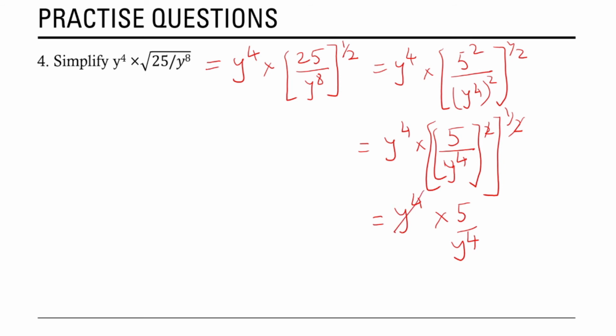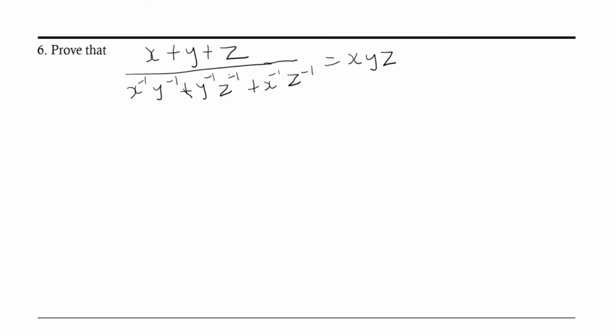So this y raised to 4 cancels out. So the answer is 5. So the given question, y raised to 4 into square root of 25 by y raised to 8 is 5. The next problem is prove that x plus y plus z divided by x power minus 1 y power minus 1 plus y power minus 1 z power minus 1 plus x power minus 1 z power minus 1 is equal to xyz.